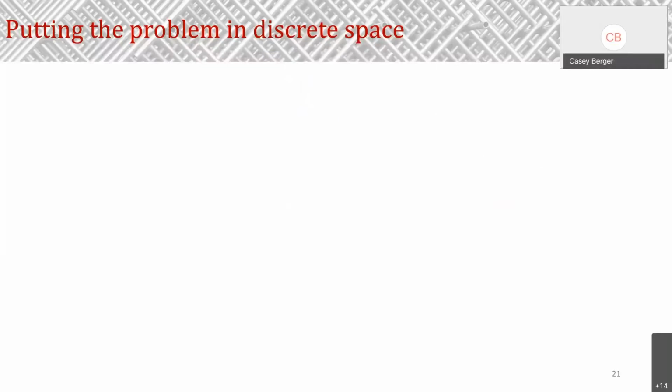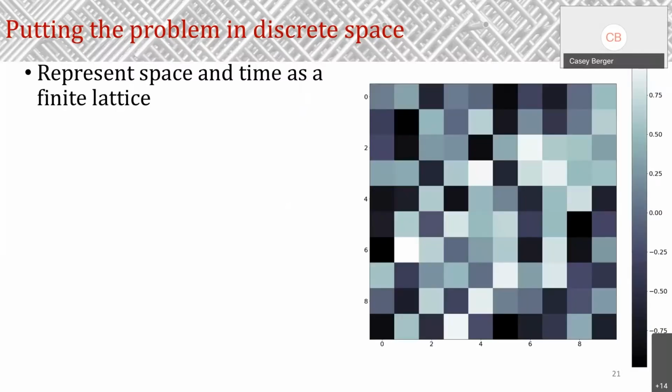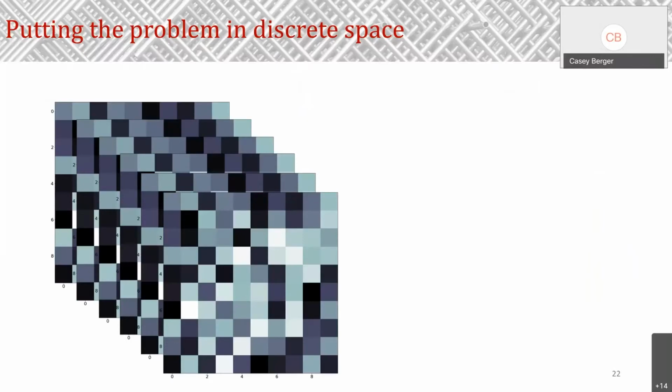The first thing that we need to do is represent space and time as a finite lattice. So here's an example of a 10 by 10 two-dimensional spatial lattice. At each site on the lattice, the field value is specified. And then we need to account for time. So this will add an additional dimension to our lattice, like this.